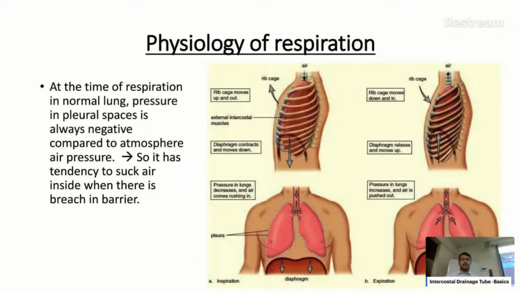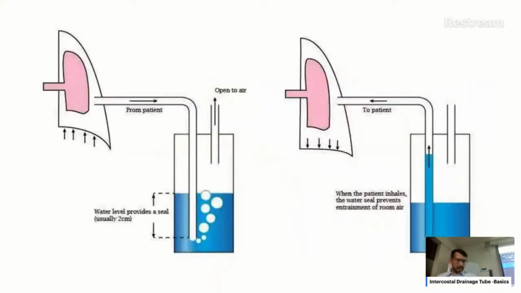Now the physiology of respiration, the basics. At the time of respiration in a normal lung, the pressure in the pleural space is always negative compared to the atmospheric air pressure. So while placing an ICD, there's a tendency that air can get sucked inside, as there's a breach in the barrier. So we place a one-way seal, which is the underwater seal bag, which lets the air or fluid pass out but prevents it from going back inside.